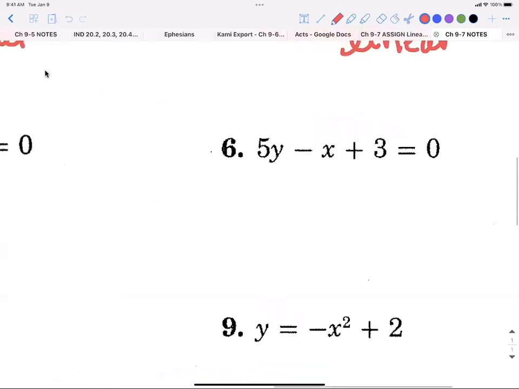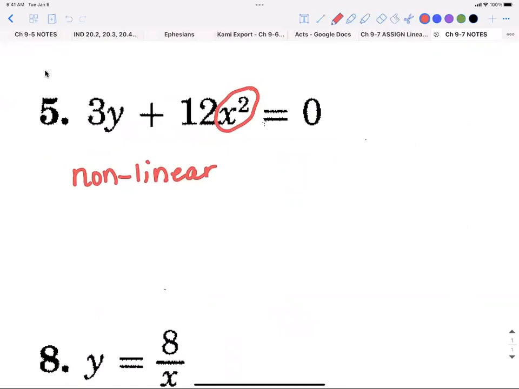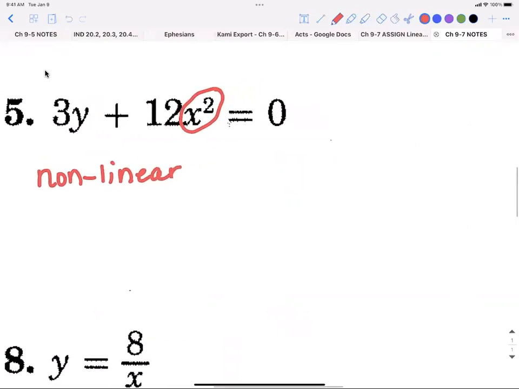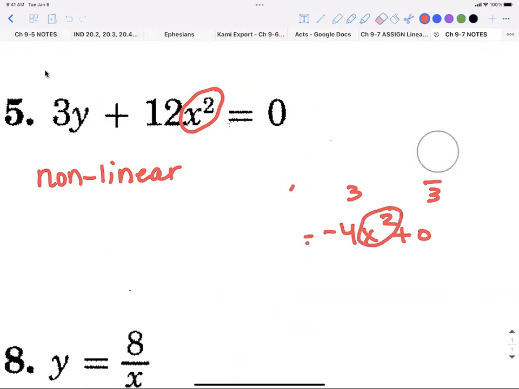Because if you think about it, if we had tried with number 5, and you guys don't have to put this in your notes, but if we had tried to move this around, we could have subtracted the 12X to the other side. And that would have given me 3Y equals negative 12X squared plus 0. I could divide by 3, right? I can do that. And I get Y equals negative 4X squared plus 0. No matter how much I move algebra around, I'm not going to get rid of that problem square, right? So that's what excluded that one from working.